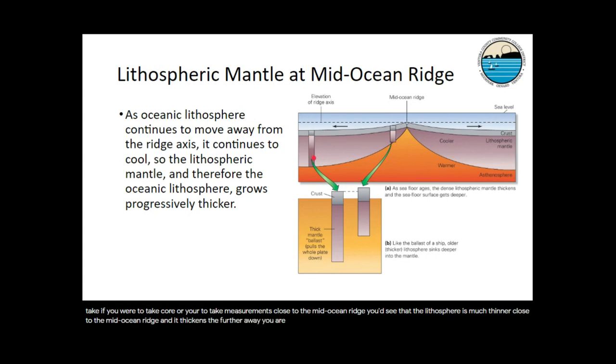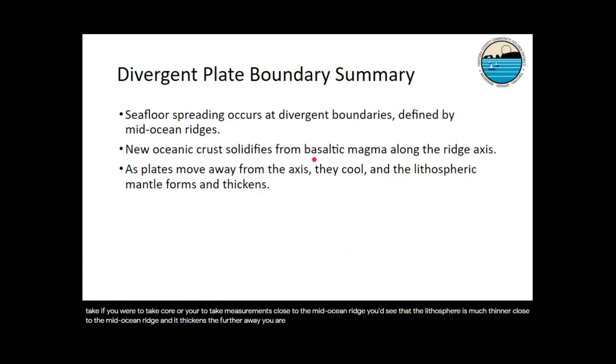Okay, so here are the high-level learnings for divergent plate boundaries. Seafloor spreading occurs at divergent boundaries defined by mid-ocean ridges. And this is where new oceanic crust solidifies from the magma that is pulled up through the asthenosphere. And as the plates move away from each other, they cool, and the lithospheric mantle forms and thickens.